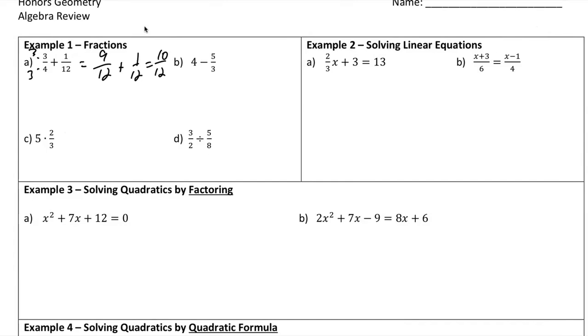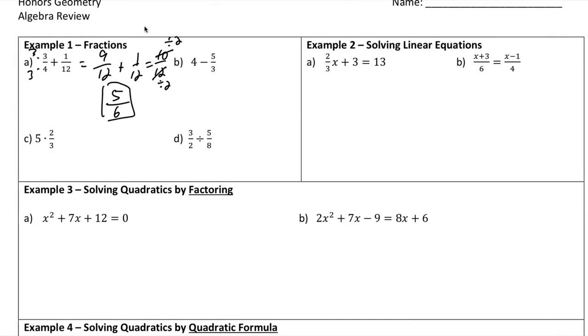Now, 10 over 12, I can reduce that down. So with fractions, I do want to reduce them if there's common factors. So for example, if I divide by 2 and divide by 2, I get a final answer of 10 divided by 2 is 5, 12 divided by 2 is 6. So 5 over 6 is my answer.